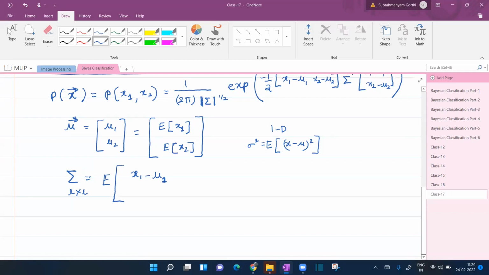Okay. Then what? Should I write a column vector first or a row vector first? Multiplied by transpose. Correct. Very good. So here what will come? X2 minus mu2. This vector multiplied with x1 minus mu1, x2 minus mu2. Good. This expected value would give you the covariance matrix.